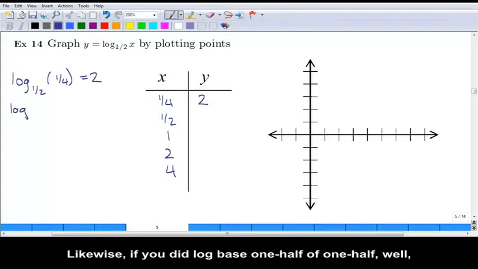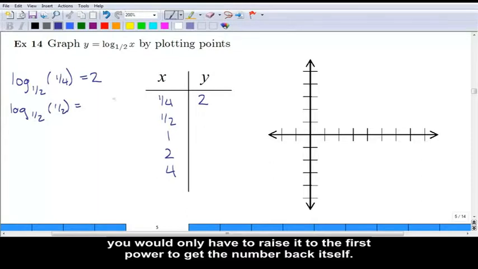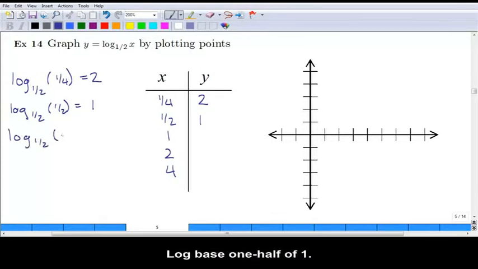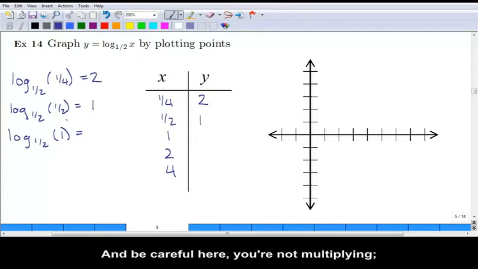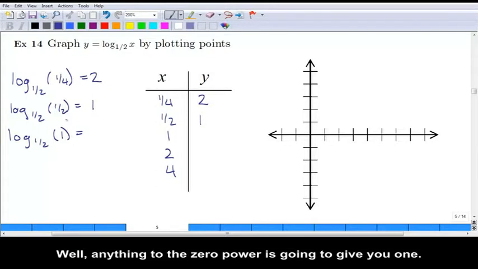Likewise, if you did log base 1/2 of 1/2, well, you would only have to raise it to the first power to get the number back itself. Log base 1/2 of 1, well, what would you have to raise 1/2 to get 1? And be careful here, you're not multiplying, you're raising to powers. So 1/2 to what power is going to give you 1? Well, anything to the 0 power is going to give you 1.